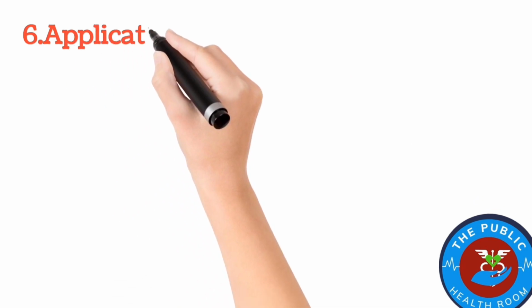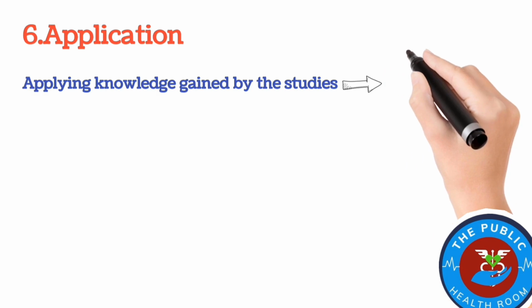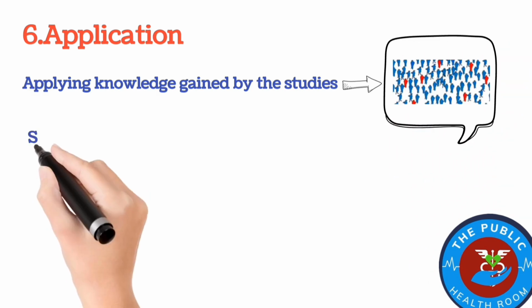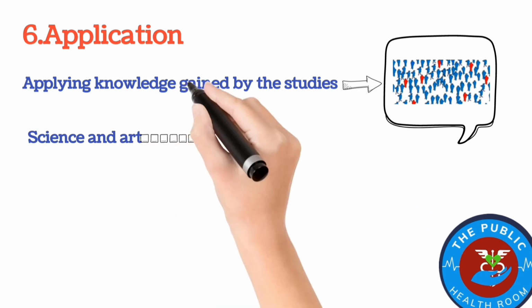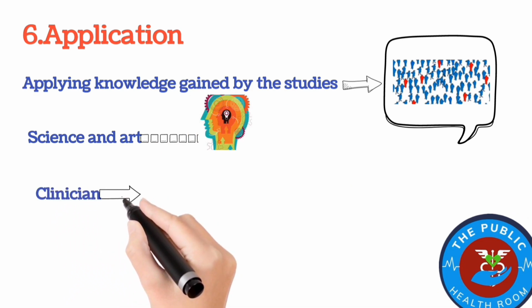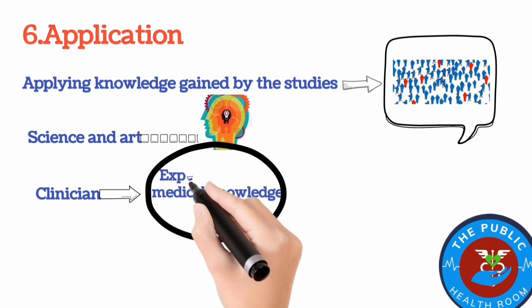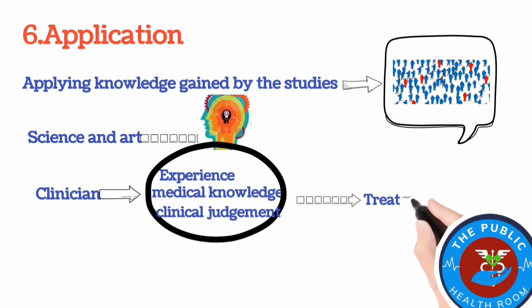Application. Epidemiology is not just a study of health in a population. It also involves applying the knowledge gained by the studies to the community-based practice. Like the practice of medicine, the practice of epidemiology is both a science and an art. To make the proper diagnosis and prescribe appropriate treatment for the patient, the clinician combines medical or scientific knowledge with experience, clinical judgment, and understanding of the patient.